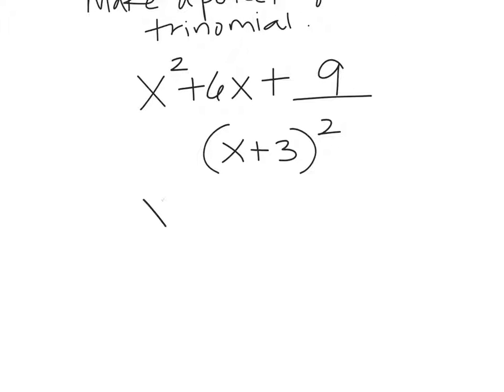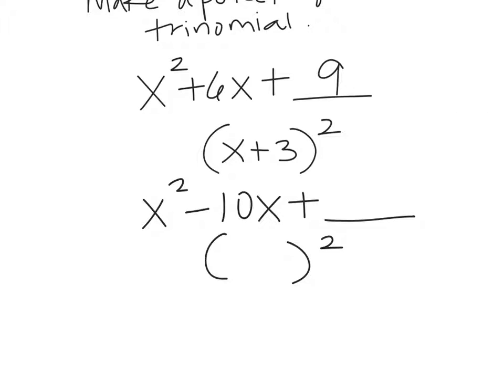How about x squared minus 10x plus blank? Perfect square trinomial. I want to factor this as a perfect square. Is it 5? No, but you're on the right track. It's 25. You knew it was going to be 5 and 5, right? And so 5 squared would be 25.